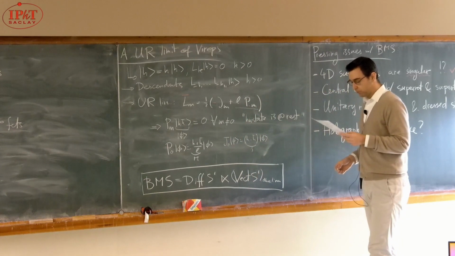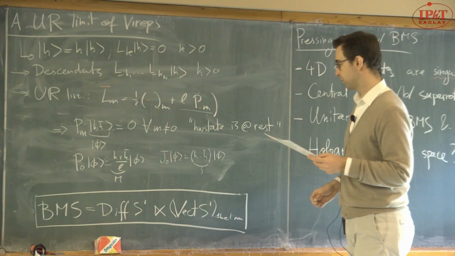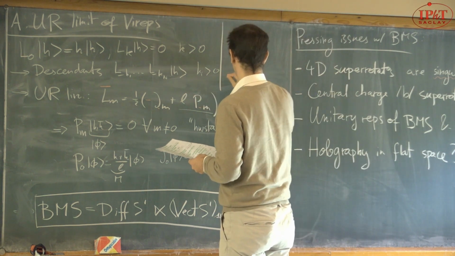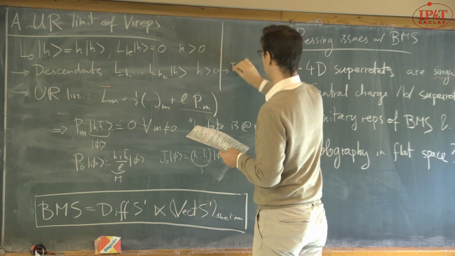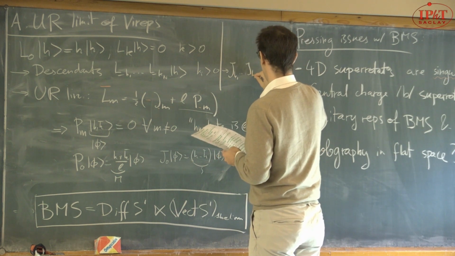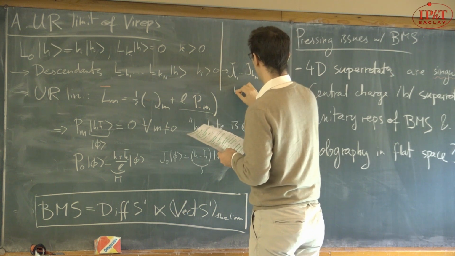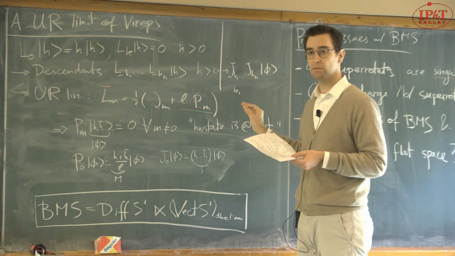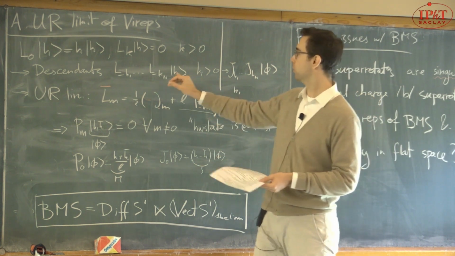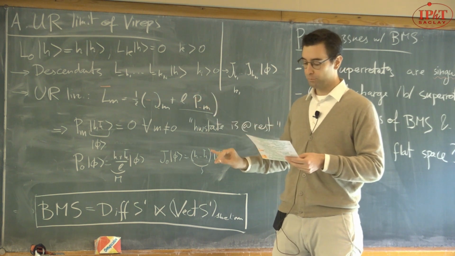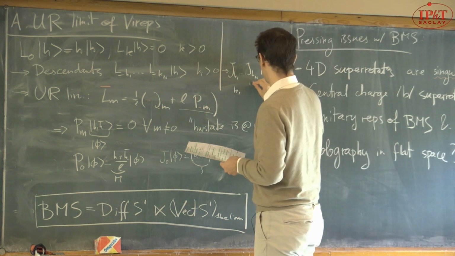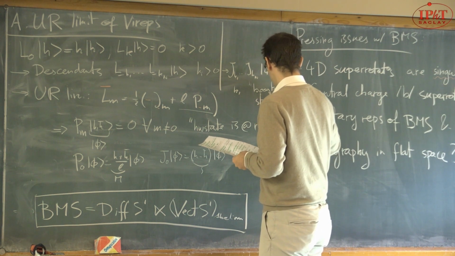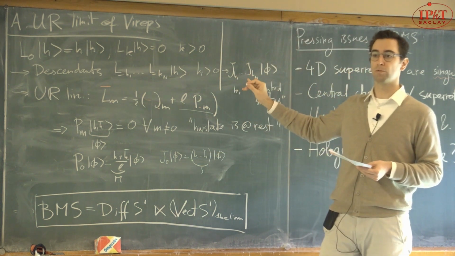This is going to sound very much like Poincaré representations, and in particular, now your descendants become states of the form J_{k1} ... J_{kn} acting on phi, where these k labels can be anything you want. They can be positive or negative. There's no longer any constraint of the form k_i positive. So these are really like boosted states. Or more precisely, they are infinitesimally boosted states, because we're acting with a finite number of those J's.